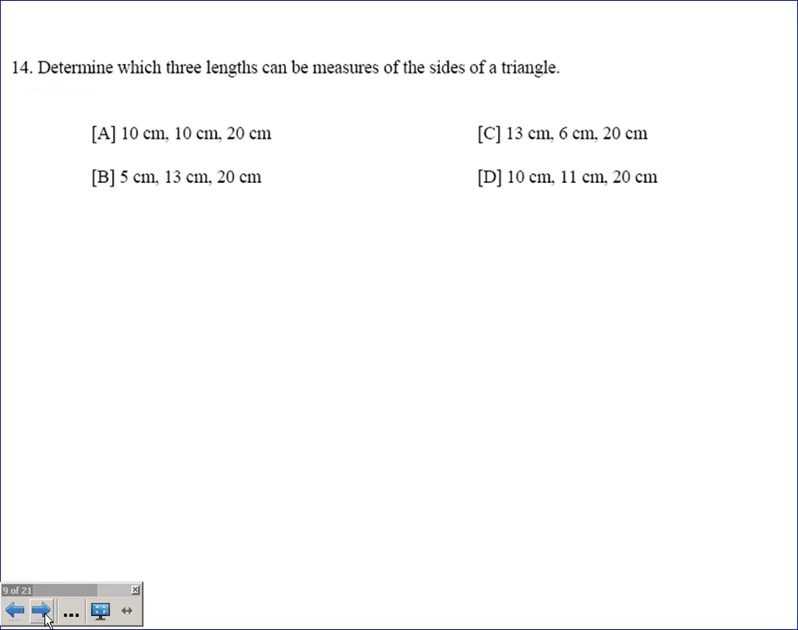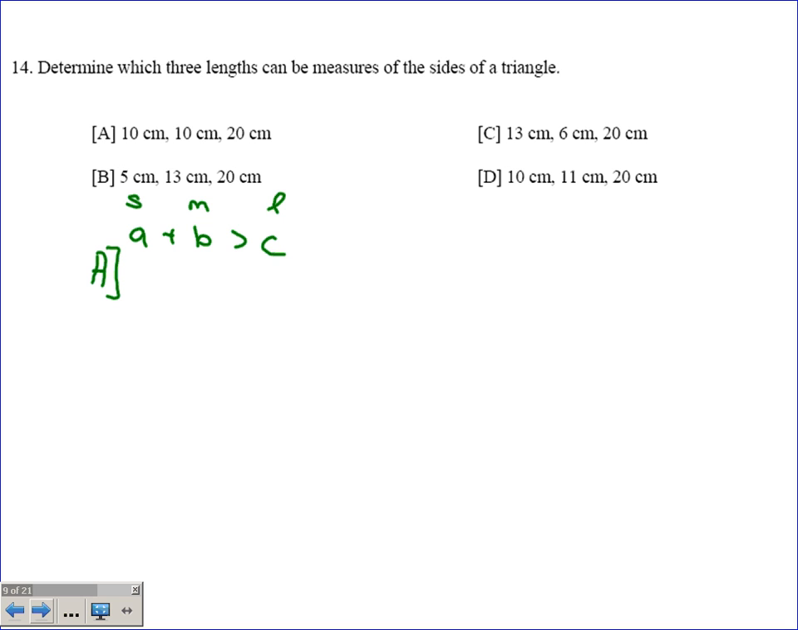Next, 14. Ooh, let's go with Janelle. You still need to read it. You haven't even read it yet. Read: determine which three lengths can be measures of the sides of a triangle. Okay, so here's the idea. This is the smallest side, this is the medium side, this is the large side. The two smaller sides have to be greater than the largest side.